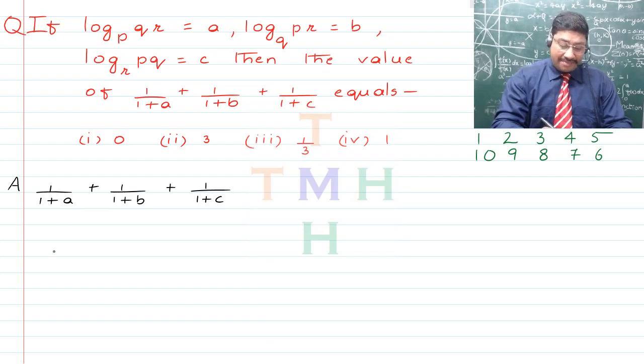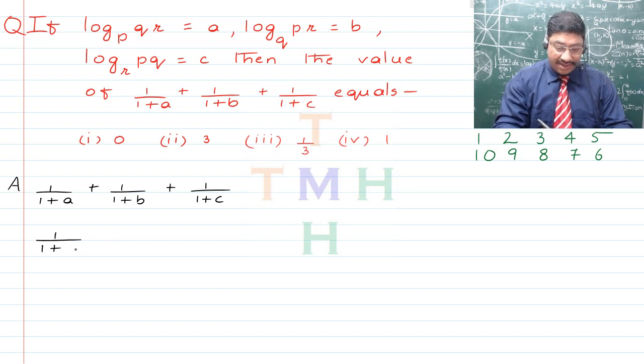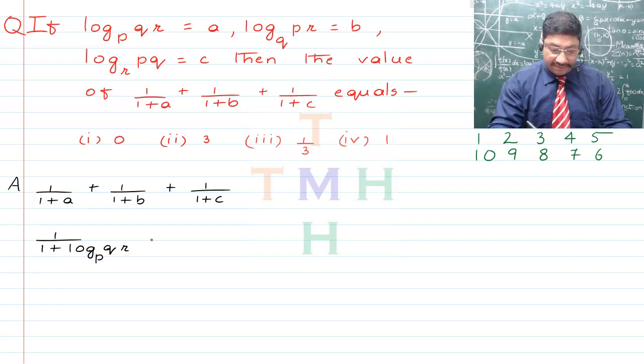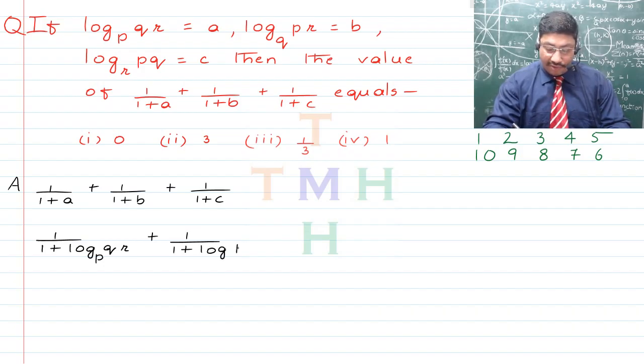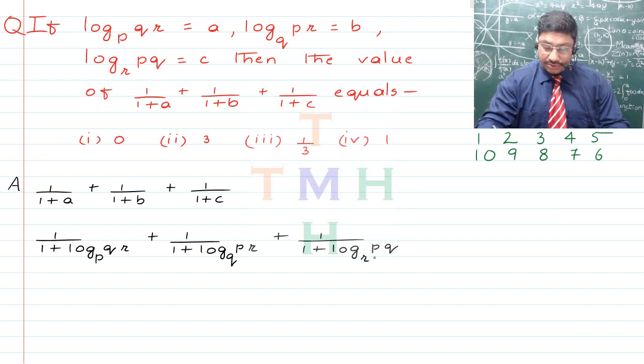Now we put in the value of A, B and C, so as such we will now have 1 upon 1 plus, what is the value of A? It is log of QR, which is to the base P, right? And further to that is added 1 upon 1 plus B, what is B? It is log of PR to the base Q, right? And to that is further added 1 upon 1 plus C. So it's 1 plus log of PQ, which is to the base R, right? And this now has to be simplified.